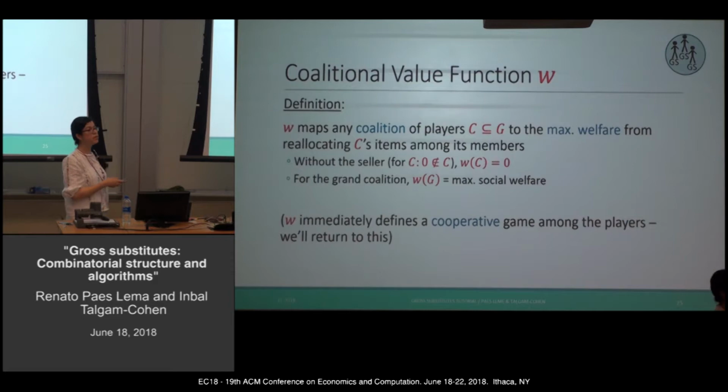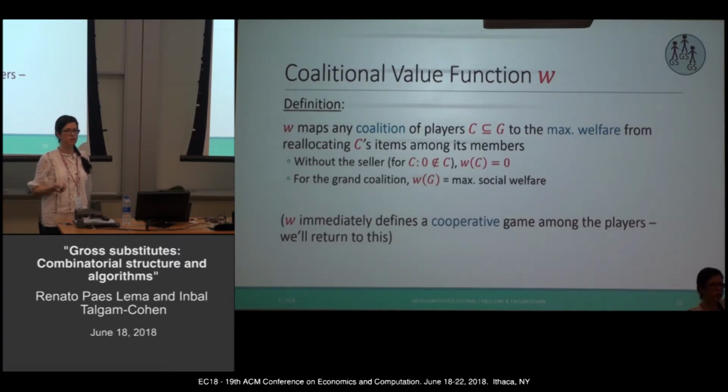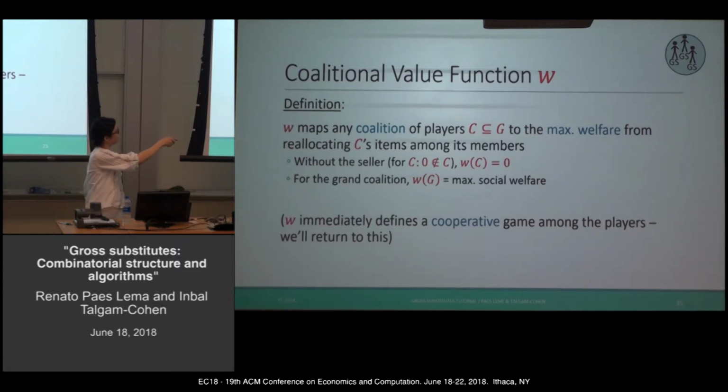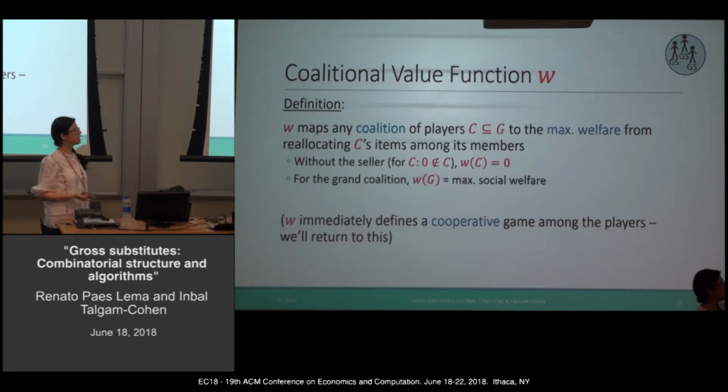Okay, so here's a definition. W maps coalitions of players from the grand coalition to the maximum welfare that can be obtained from taking this set of players, taking the items that they own, and reallocating the items among them. So clearly, first of all, if the seller is not part of the coalition, then the coalitional value function is going to be 0. There are no items. Second, also immediately, if you apply W to the grand coalition, then this is just the maximum social welfare.